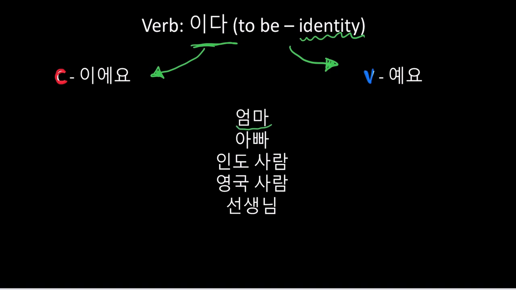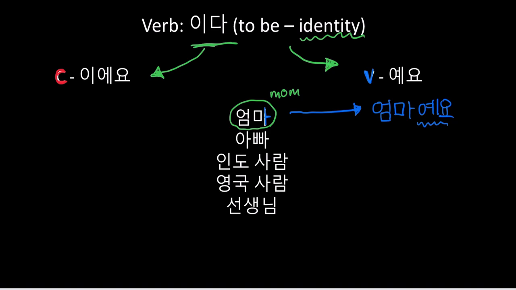엄마 means mom in Korean. What does this identity word end in? Does it end in a consonant or a vowel? The last letter in this word is 아, so it ends in a vowel. So 엄마 예요. That is going to be 엄마예요. It's going to use the conjugation of to be, 예요.